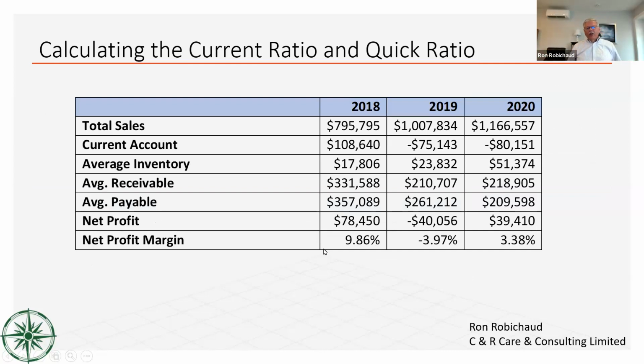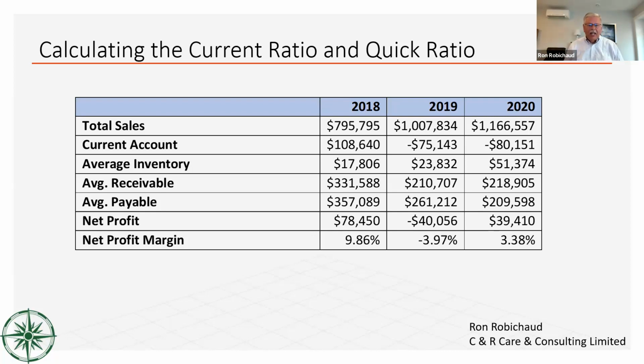So what we started to do was take a look and see what caused the current ratio and quick ratio to go haywire. Total sales in 2018 were 795,000. And in 2020, sales had increased to 1.166 million. Really good increases compared to where we're at in the economy. And the current account went from plus 108,000 to a minus 75 to a minus 80.